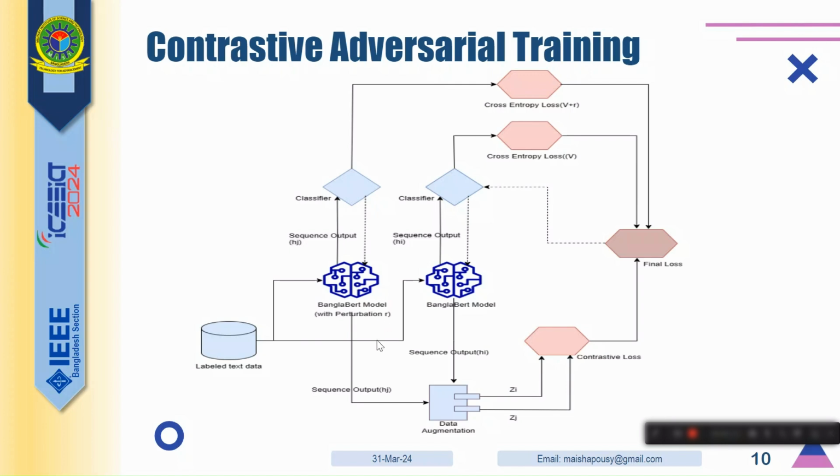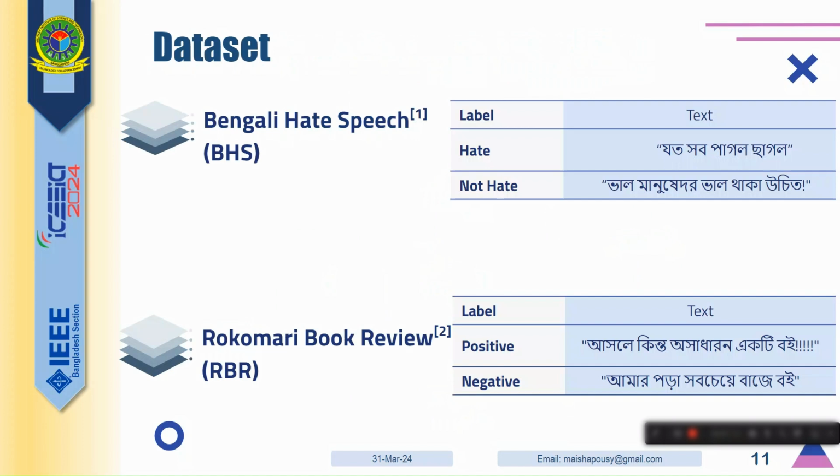Then again, here Z is our anchor and Z' is our adversarial example. These two go to calculate the contrastive loss, and for both our main version and the perturbed version, the classification occurs and we get two cross entropy losses. By adding these three losses we get our final loss for contrastive adversarial training. As we use adversarial training, a slightly different version made by using perturbation r, we got a much better result than SCL here.